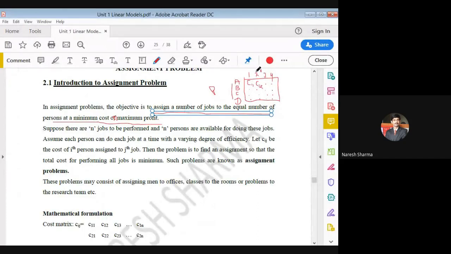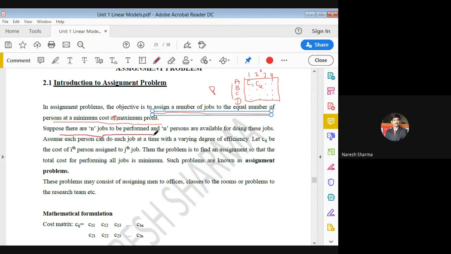So our target is to assign the jobs in such a way that our cost becomes minimum. One important thing: the number of jobs should be equal to the number of persons, right?